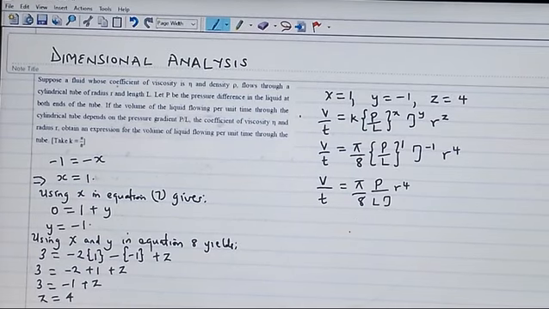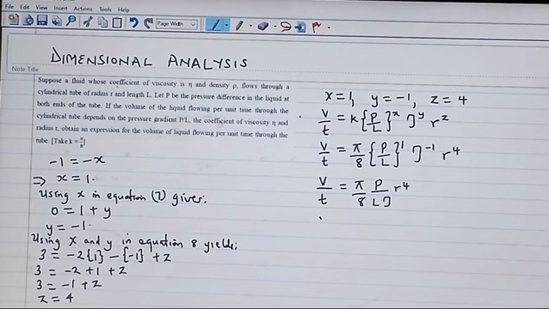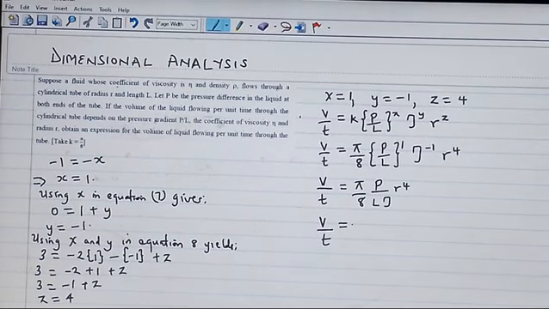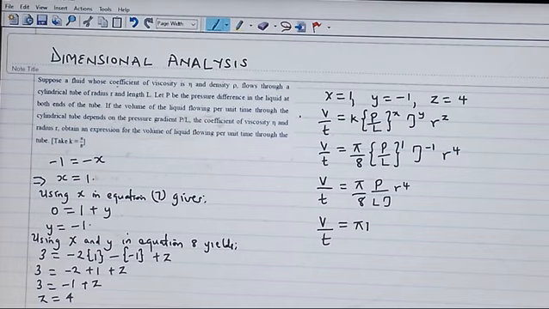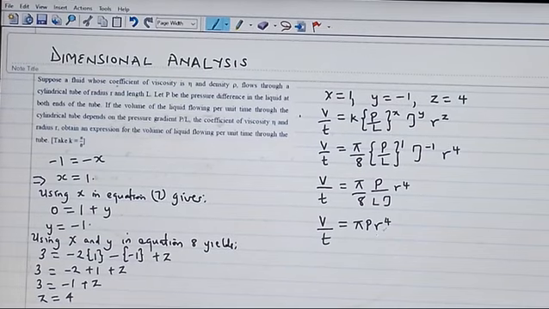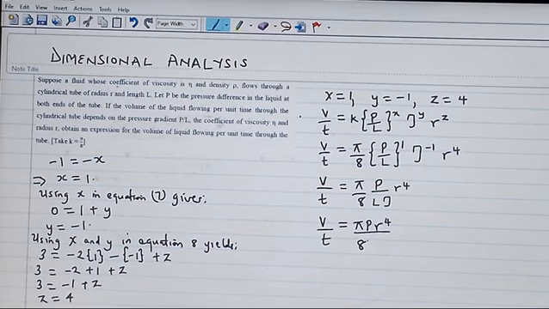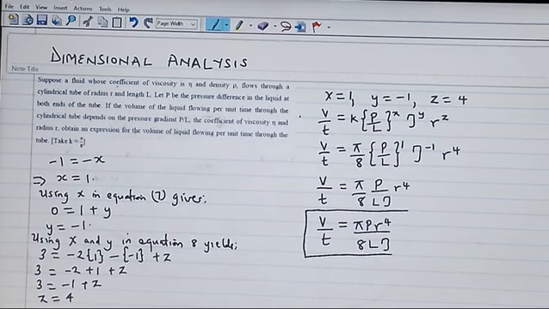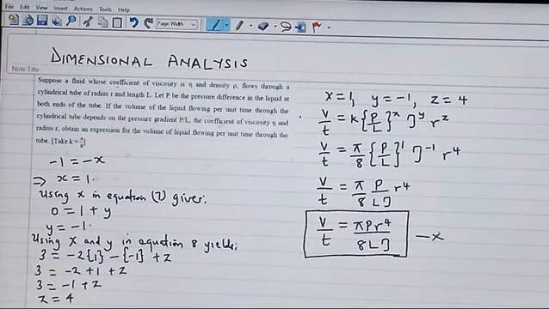So we can conveniently write this equation as V over T is equal to pi P r raised to power 4 all over 8L times coefficient of viscosity. So this is the expression for the volume flowing per unit time in the cylindrical tube. See how simple it is.